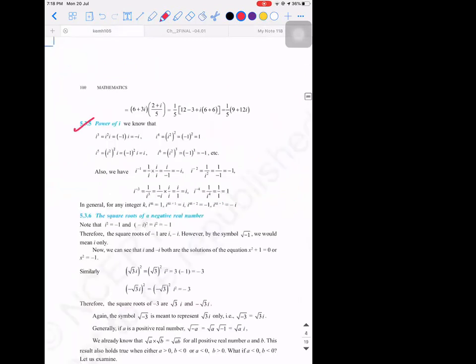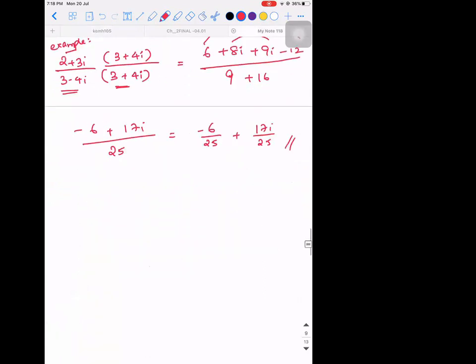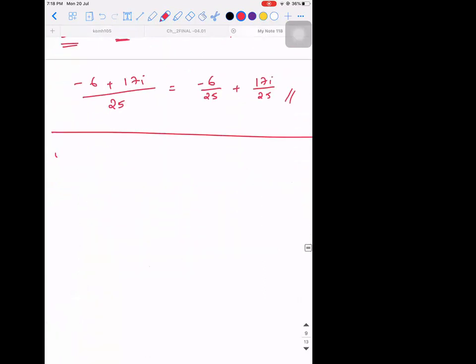So listen, the next concept is power of i. I have already explained the concept of power of i, but I'll write it again. i power 1 is i. i square is minus 1. i cube is minus i. i power 4 is 1.